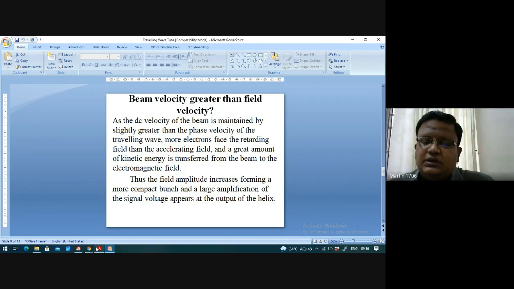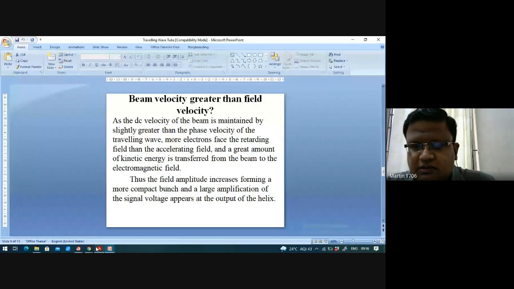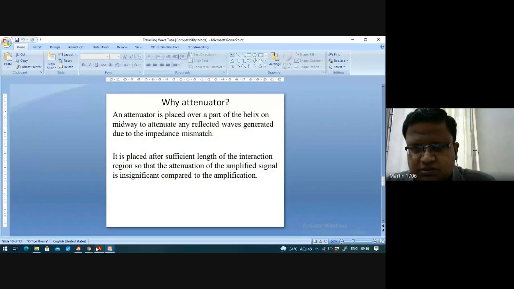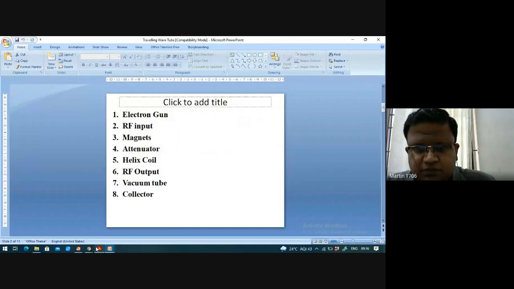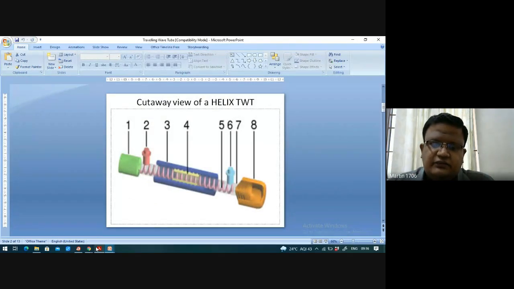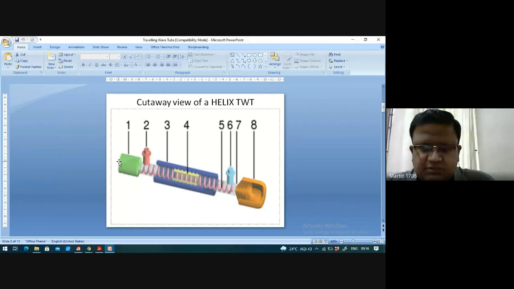So you know the structure. Once again I will show the structure of this. You can see when the input signal comes from this electron gun. Number one is the electron gun, and number two is the inlet of the signal. This is one cavity, the central cavity. This is the cathode cavity.